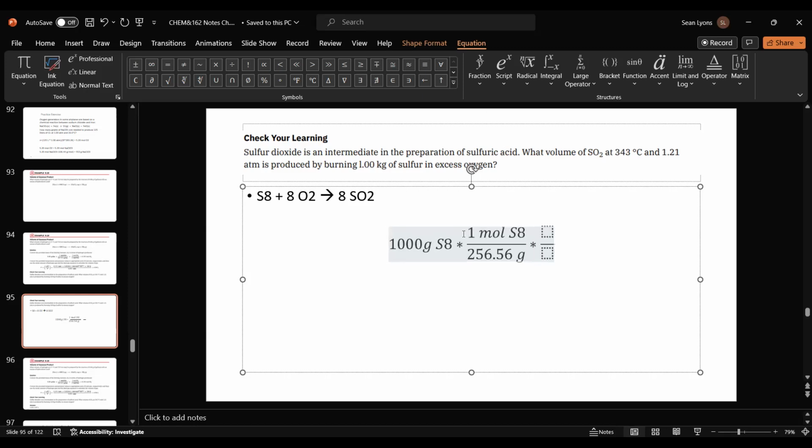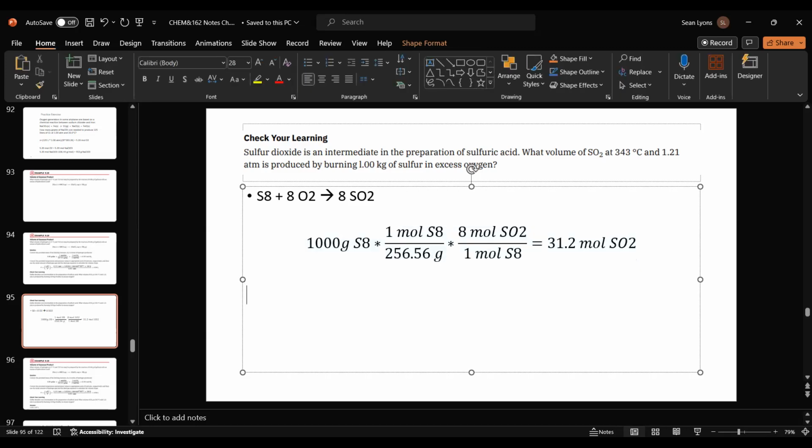So then using the balanced chemical reaction, we see that for every 1 mole of S8, we produce 8 moles of SO2. So when we go through and calculate this, we're going to produce 31.2 moles of sulfur dioxide from that amount of sulfur to start.